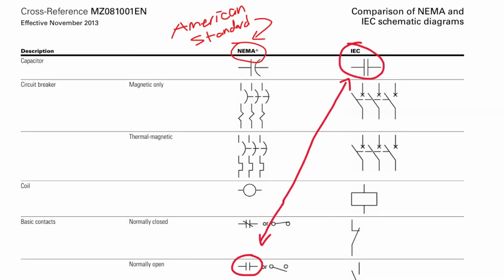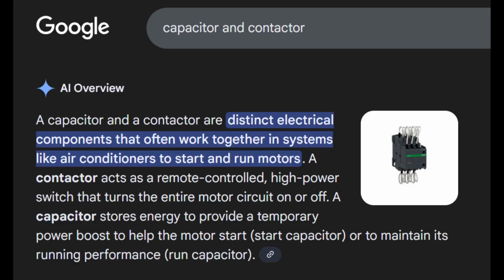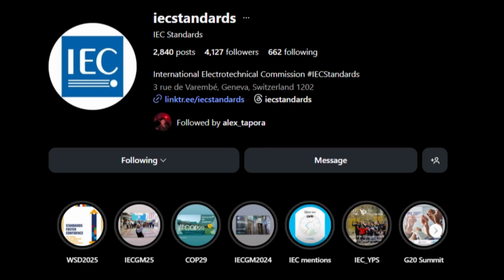There's no excuse for a damn contact to look so similar to a capacitor, especially when many motors have starting, running, and power factor correction capacitors. A capacitor and a contact are very different things, and mixing the two will result in lots of magic smoke and expensive noises. It got to the point where I literally invited the official IEC standards Instagram account into our group chat, and then proceeded to destroy said group chat with pro-IEC commentary.